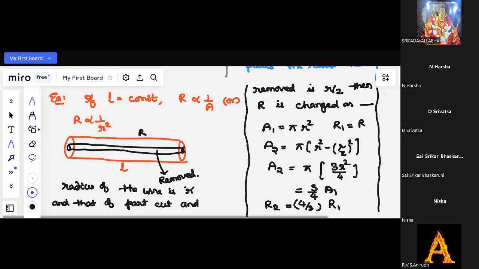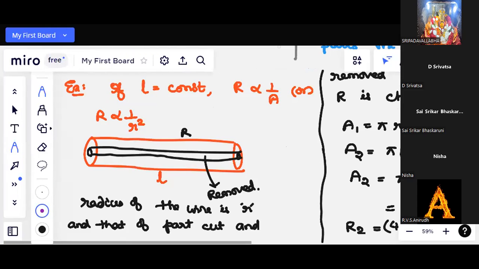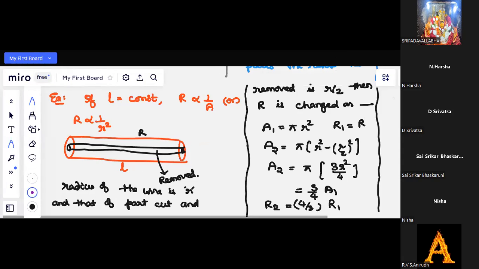Then here, if length and area of cross section are changed, how to find the resistance we have discussed. In the formula R equals rho L by A, if you change the rho, how does the resistance change? If you change the length, how does the resistance change? If you change the area of cross section, how does the resistance change? These are a few models we have discussed.